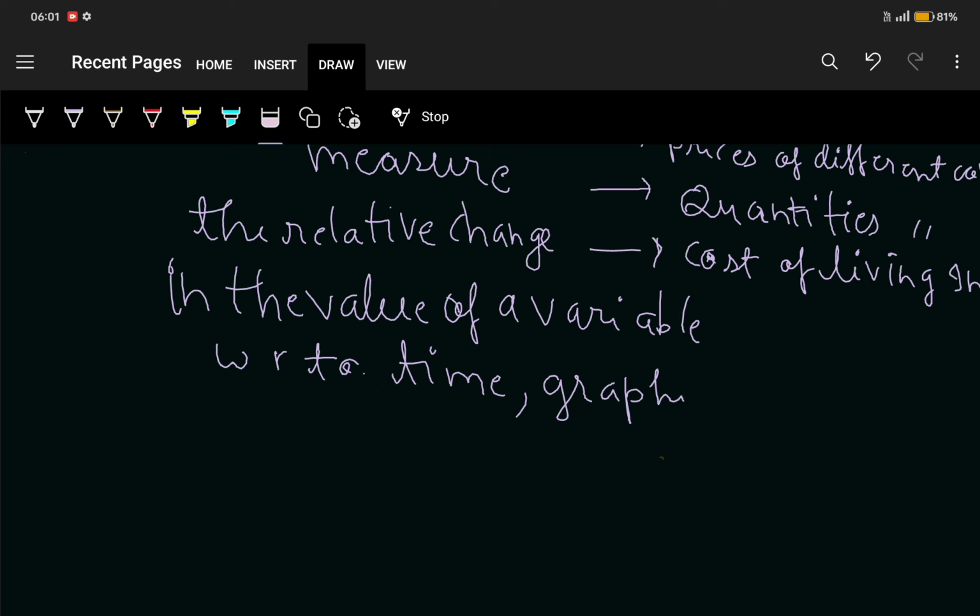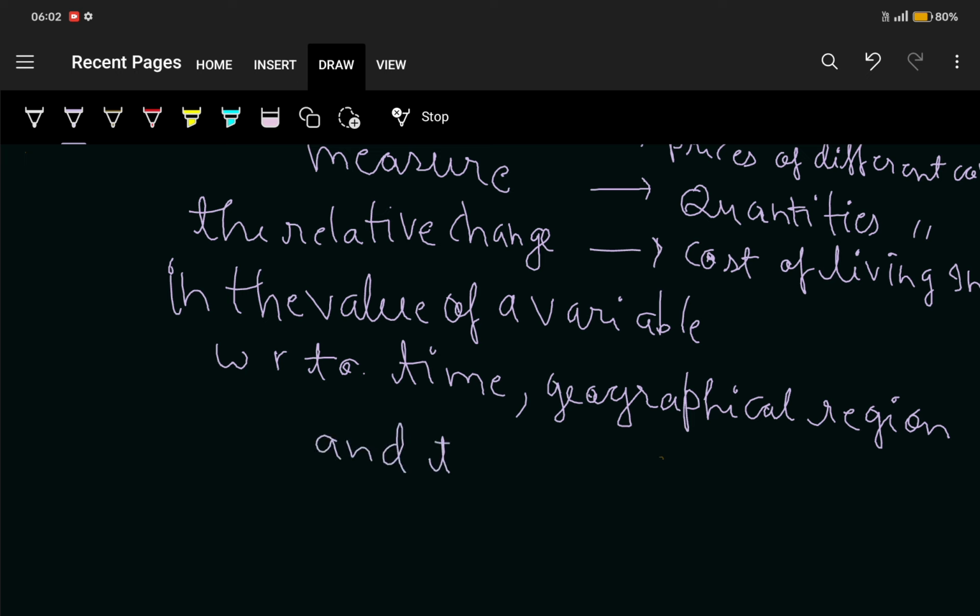Other factors are geographical region, and the other characteristics.